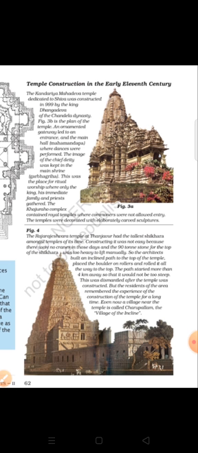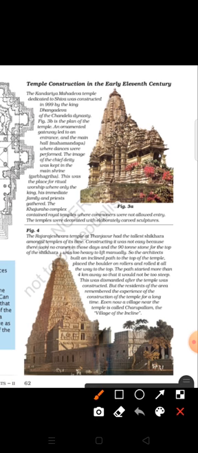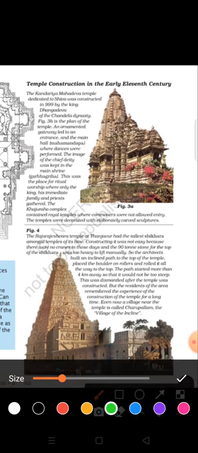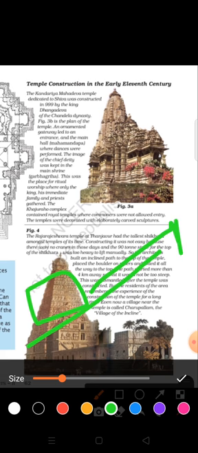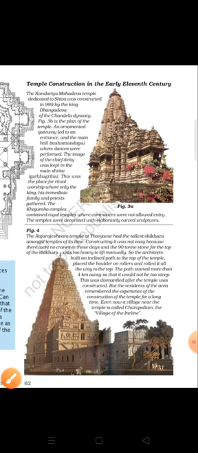The architect built an inclined path to the top of the temple, placed the boulder on rollers and rolled it all the way to the top. So what they have done, they have rolled the boulder. That is the slab, you can say, and they can stretch them. That one was pulled upward.